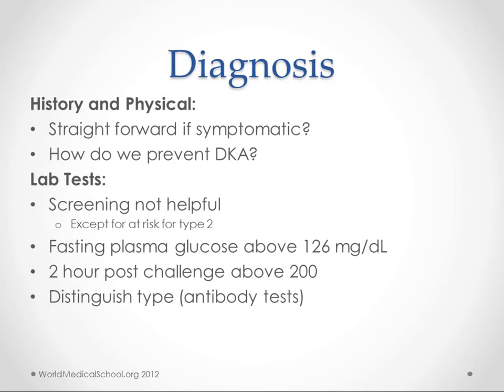So diagnosis. We're going to use a history and physical to help us to know if we're going to test for diabetes. So if they have any of these symptoms in the office, then we get a blood sugar test, and it's usually pretty straightforward. The reason I've got a question mark here is because if it's so straightforward, then why do we still get all these kids presenting with ketoacidosis?